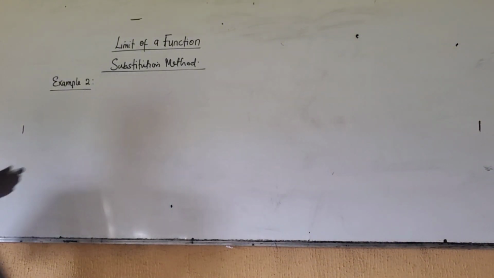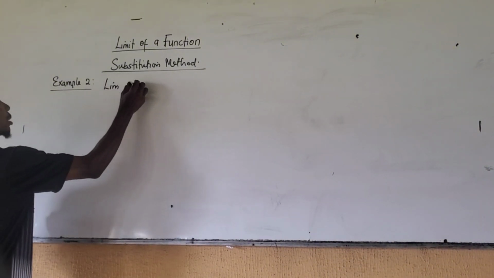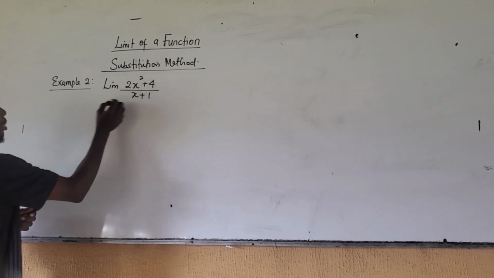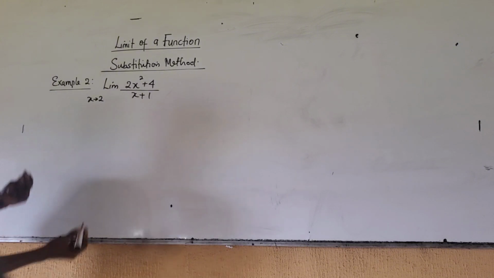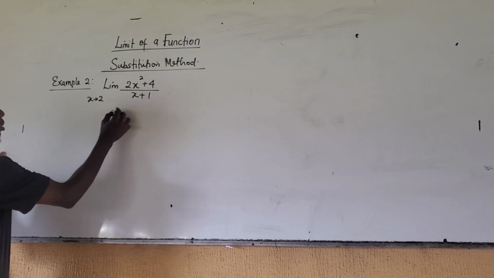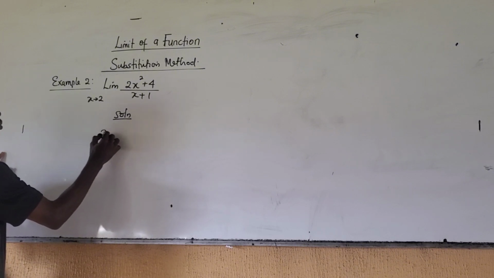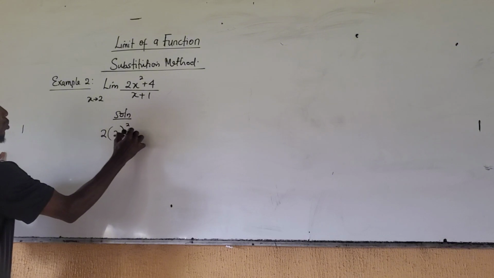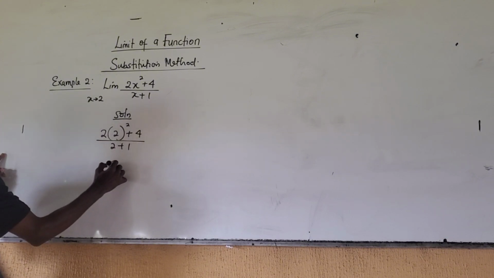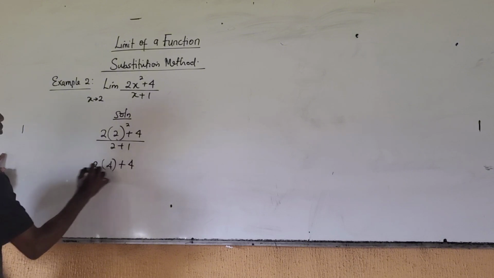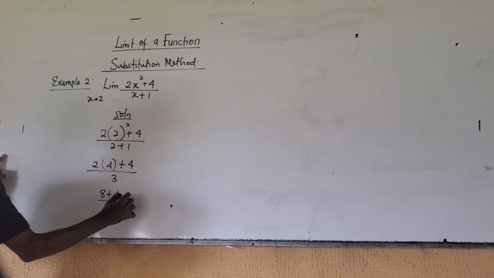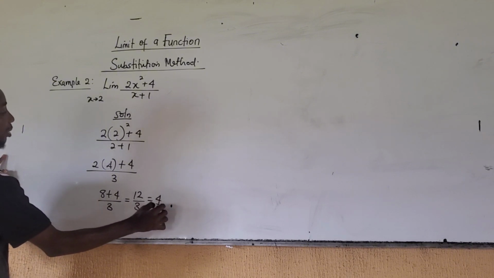Let's take another question. Example 2: the limit of 2x squared plus 4 all over x plus 1 as x tends to 2. The same procedure: where you see x, substitute the value 2. So this becomes, as the solution, 2 times 2 squared plus 4, all over 2 plus 1. 2 squared will give us 4, so 2 times 4 is 8, plus 4 is 12, over 3, and our answer is 4.